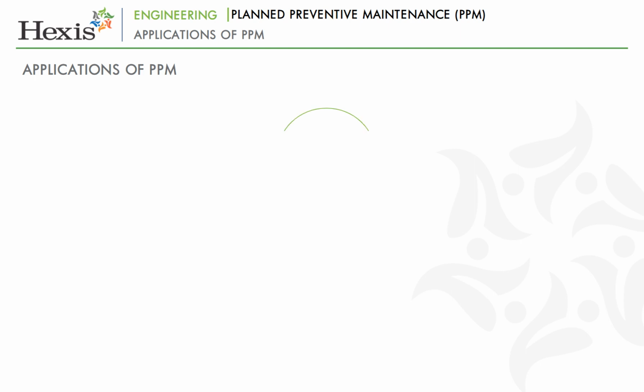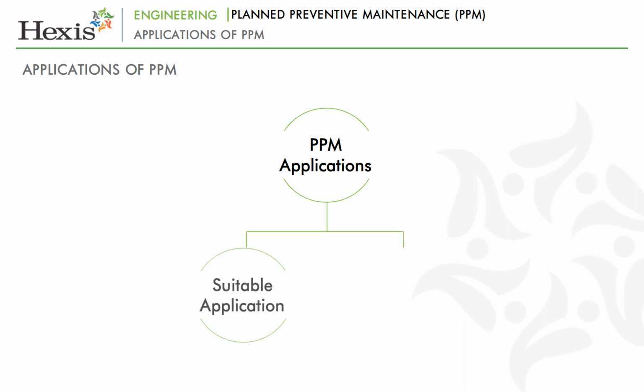So far, you learned what is planned preventive maintenance, its different types and categories, and importance to equipment and business. Next, let's take a look at its practical applications. The application of PPM to various equipment would largely depend on whether it classifies as suitable or unsuitable. What do we mean by this? Let's try to understand these terms closely in the next screen.